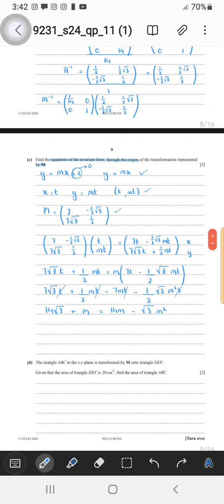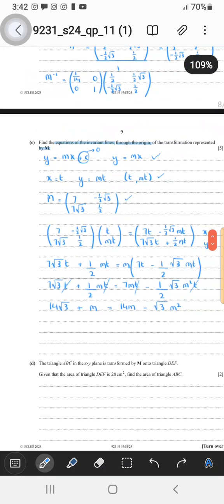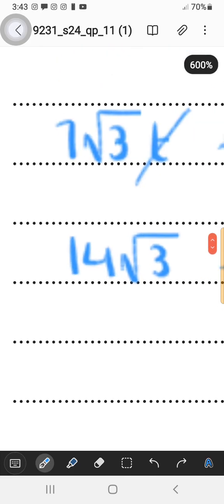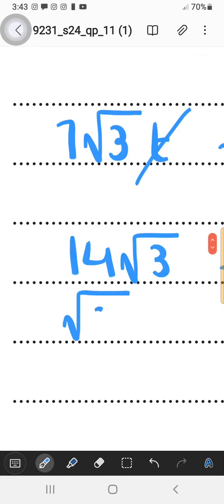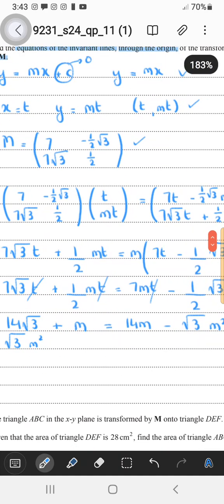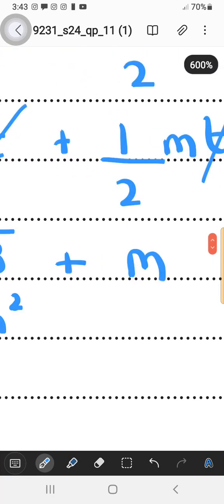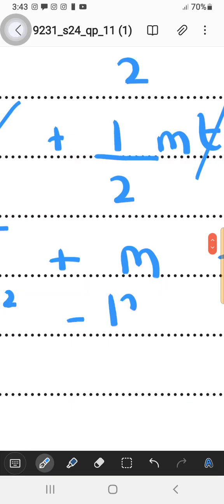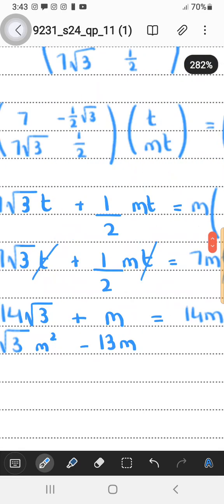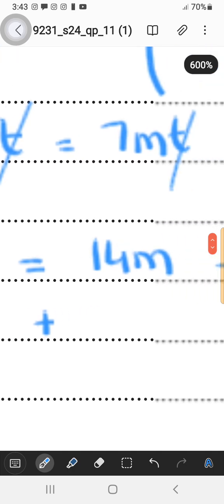Now I can write it as ax square plus bx plus c. I will shift under root 3 m square to the left. As it was negative, it becomes positive now. There was 14m, and when I shift 14m to the left, it becomes negative 14m, and there is plus m, so it becomes negative 13m plus 14 under root 3.